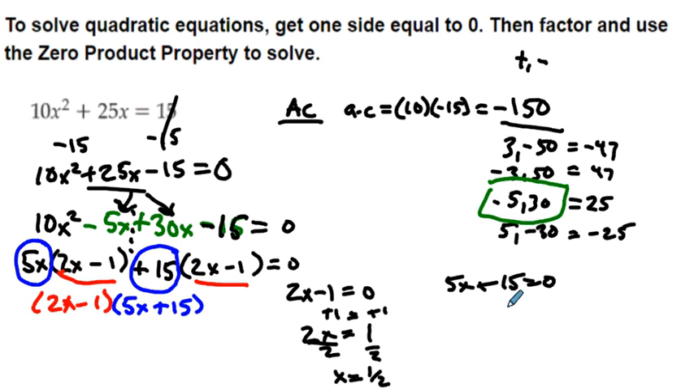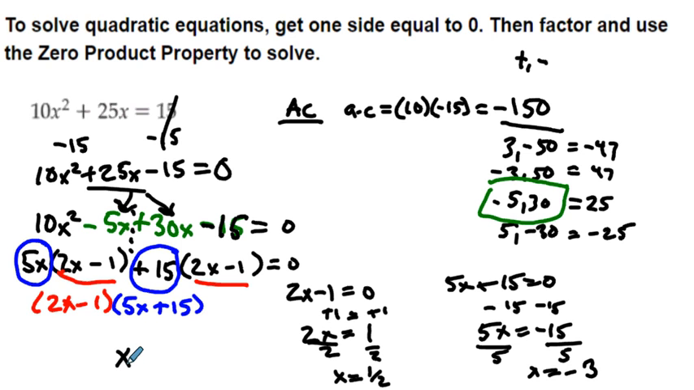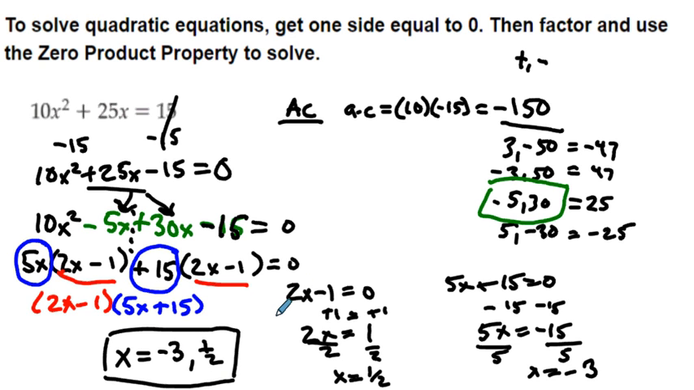And then for this side, we're going to subtract 15 from both sides. And that's going to give me 5x is equal to negative 15, and then we will divide it by 5. And we'll get x is equal to negative 3. So my roots for this and my solutions are negative 3 and 1/2. That's how we write it. I like to box it just to make it official so everybody knows what it is.